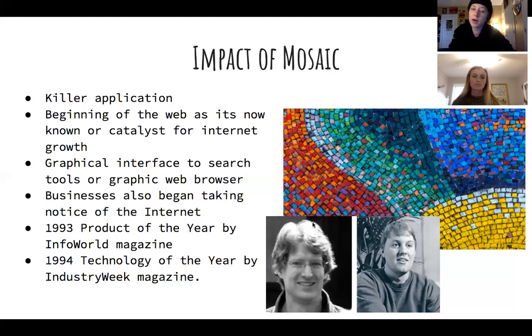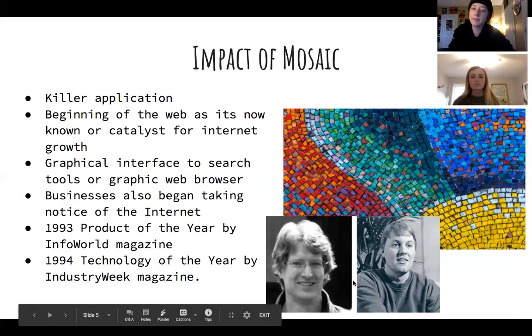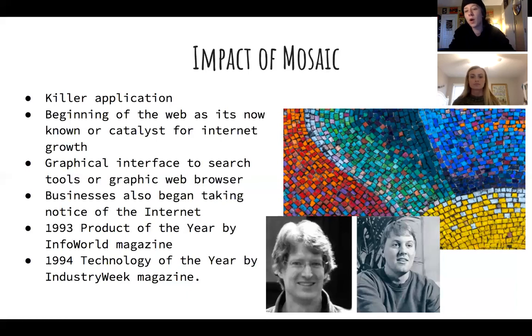Pictured below are Andreessen, and Mosaic was basically modeled after the mosaic tile, as a representation of all of these pictures and all of these colors and themes all coming together to create this map of beautiful internet architecture.